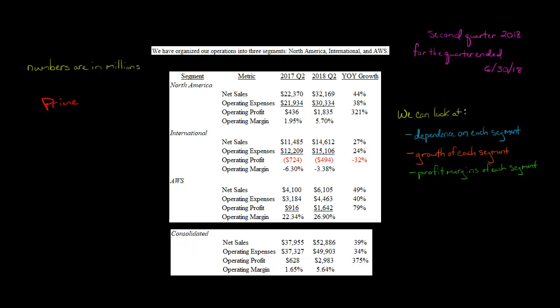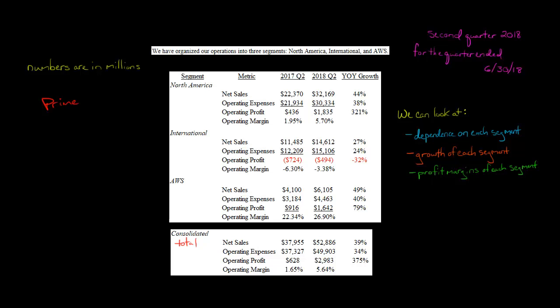This is actually the total for all of Amazon. So if you look at the net sales here, 52.886 billion, that's if you added the net sales of North America, International, and AWS all together. So that would add up to this right here. So this is just the total, okay, for all of Amazon.